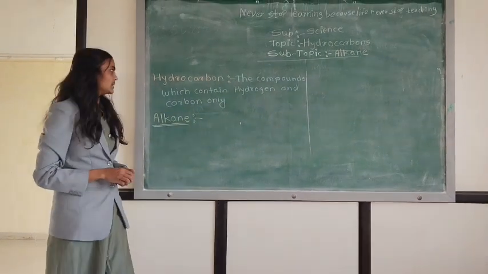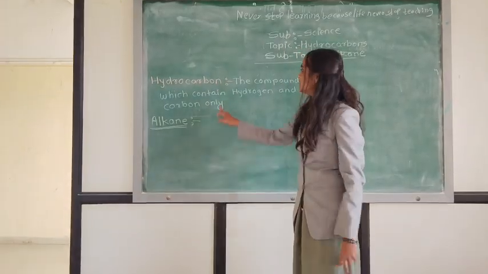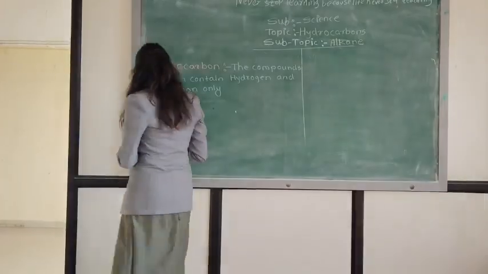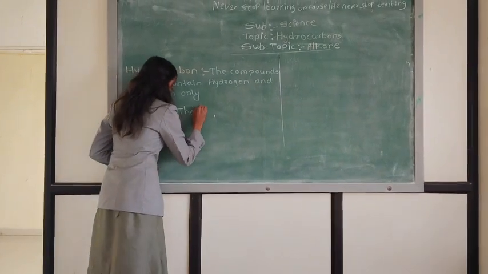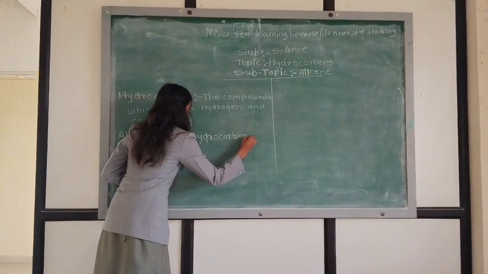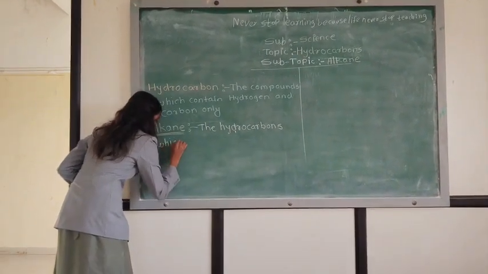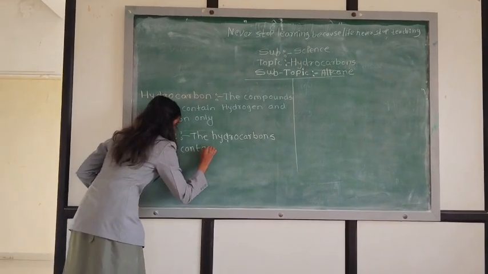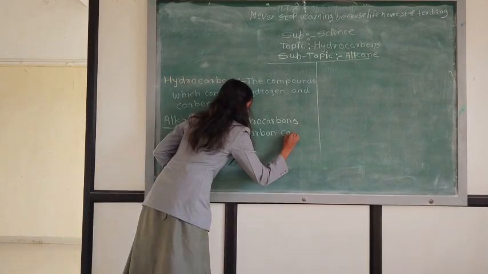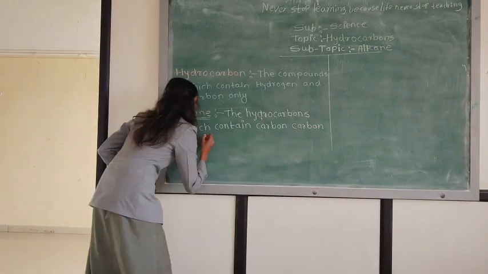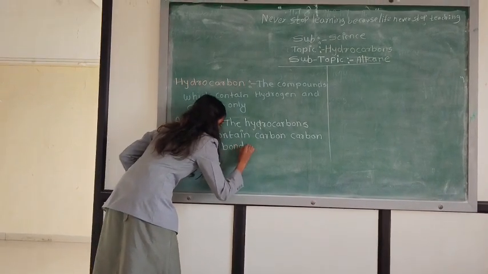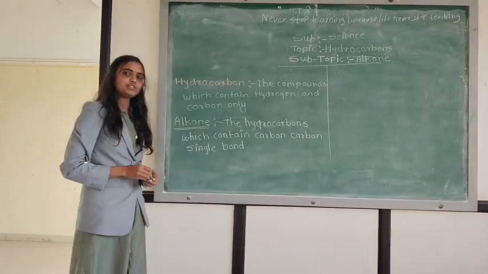So what is meant by alkane? Alkanes are nothing but the hydrocarbons which contain carbon-carbon single bond. For example, methane, ethane.